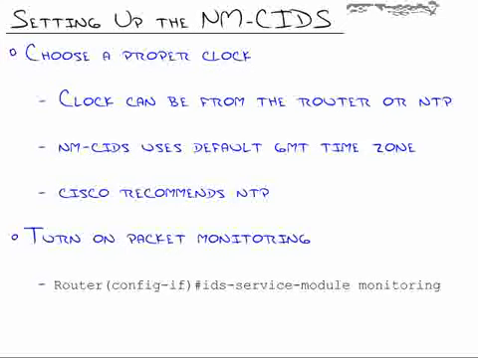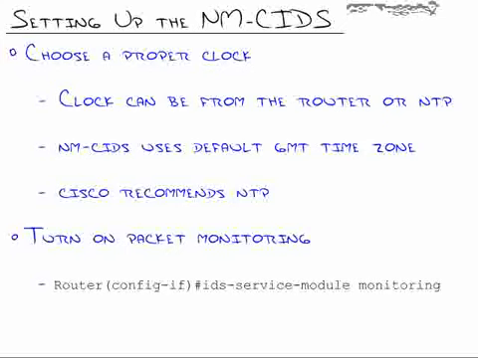So we have a few options when we're setting the clock on the module. We can either use the clock of the router, or we can use NTP, the Network Time Protocol. The module does not have its own clock. That's something to keep in mind. It either has to get its time from the router or using NTP.